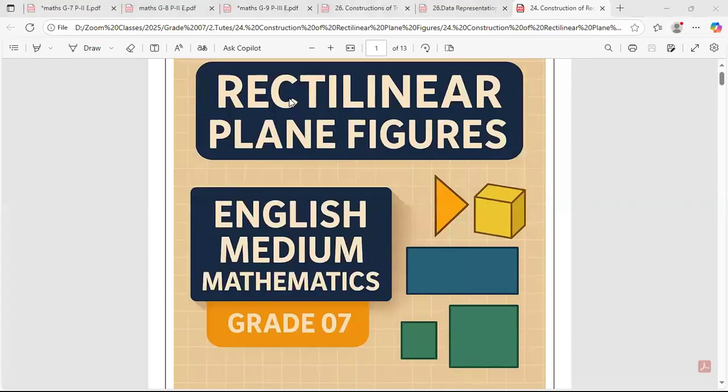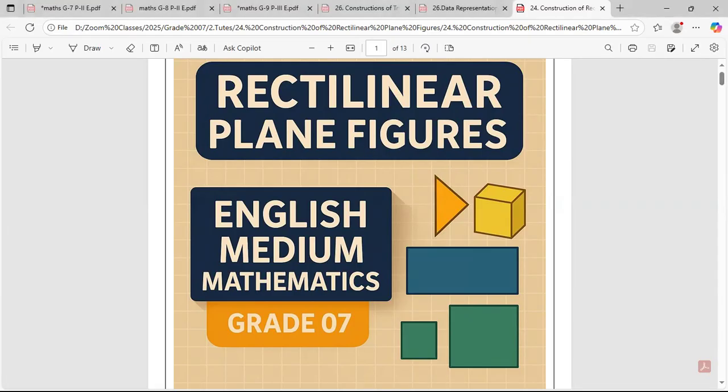Right, guys. So this is the lesson that we are going to do after the break. Rectilinear plane figures. This is one of your lessons, right? That is to be covered in the third term, and it is one of the easiest lessons now.